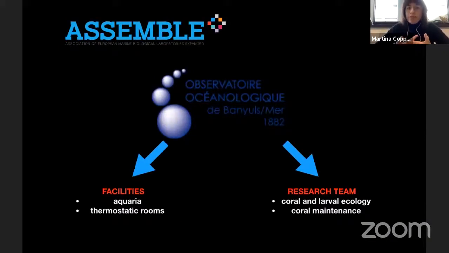join the Observatoire Océanologique of Banyuls-sur-Mer, which allowed me to use the facilities such as the aquarium and the thermostatic rooms that I needed to perform my observations and my experiments. But more importantly, I could join the research team with strong experience and knowledge on coral and larval ecology and coral maintenance.